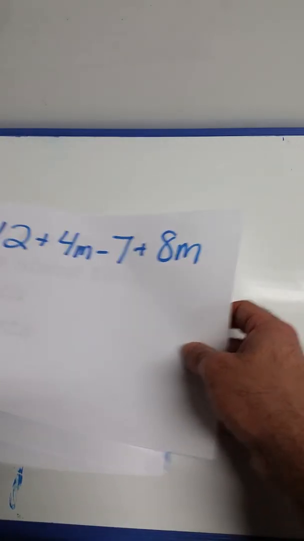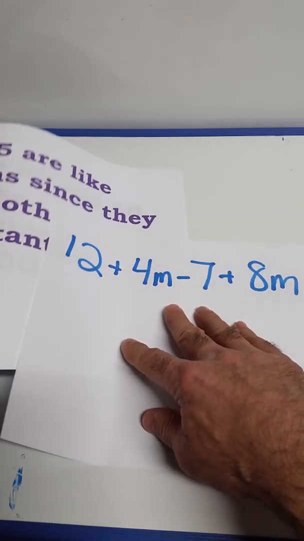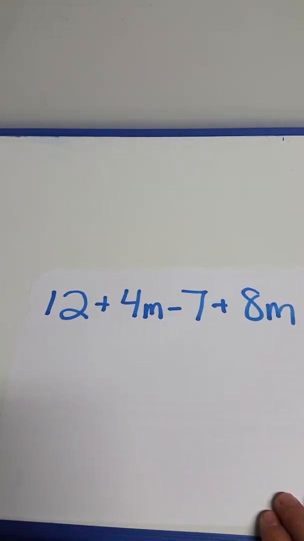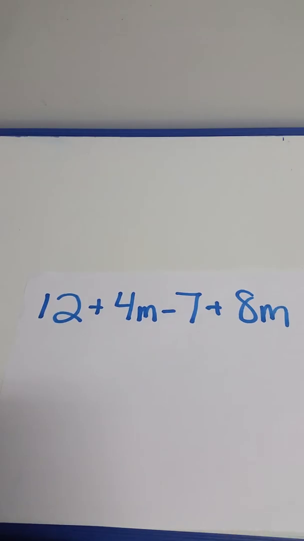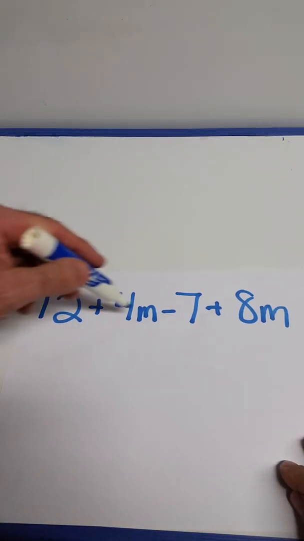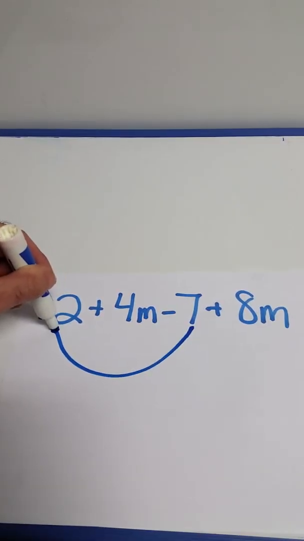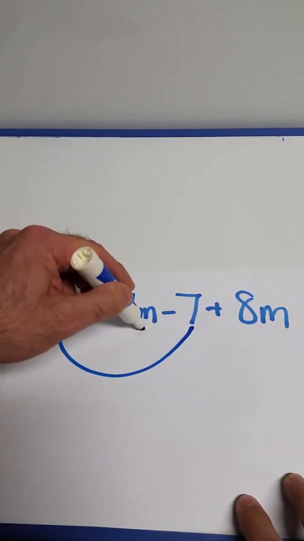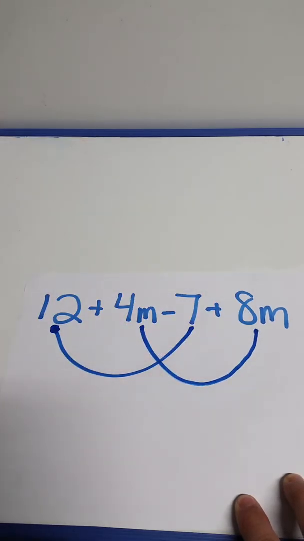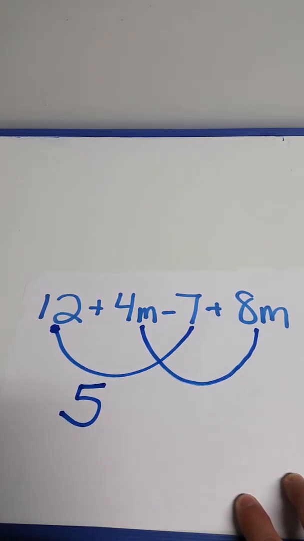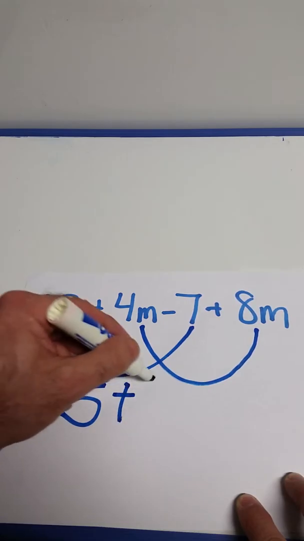Now, what if we had 12 plus 4m minus 7 plus 8m? What if we had something like that? Can we combine these? Now we have four terms here. So you can combine, look for the constants. Here's the constants. You can combine the constants, right? And you can also combine the m's, right? So if you did the constants, you have 12 minus 7, which is 5, and 4m plus 8m, you'd have 12m.